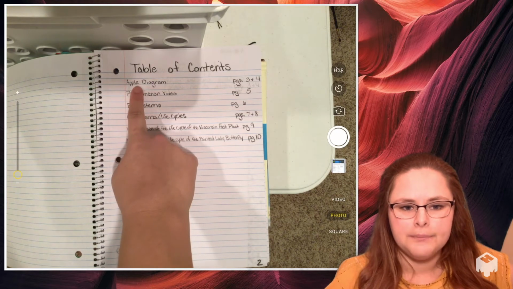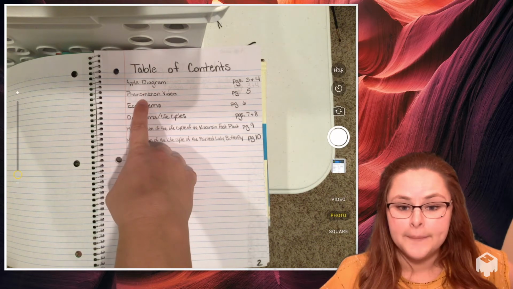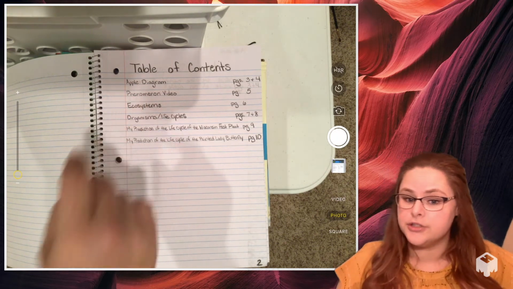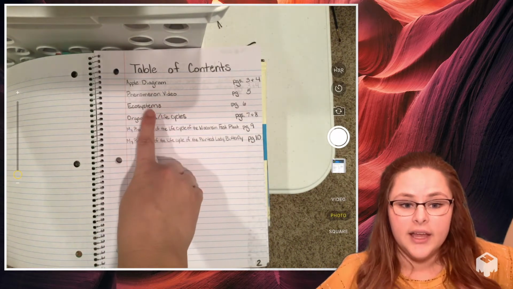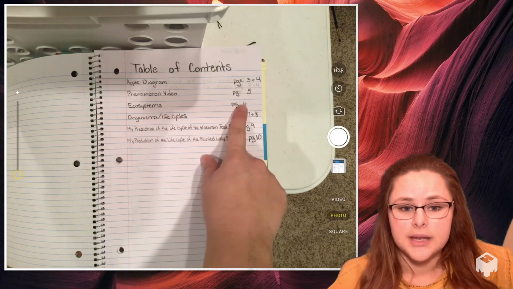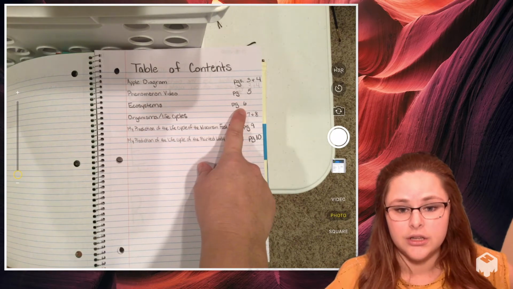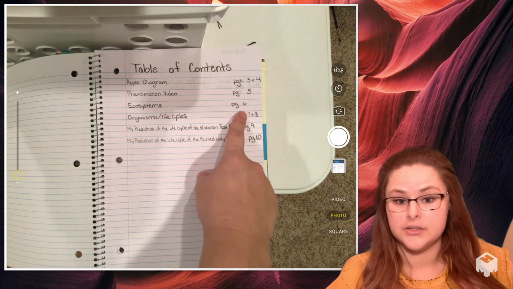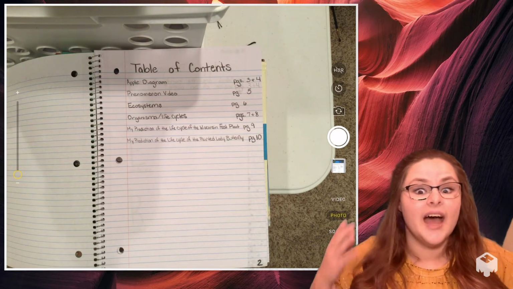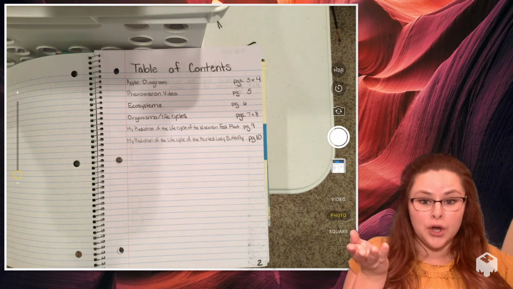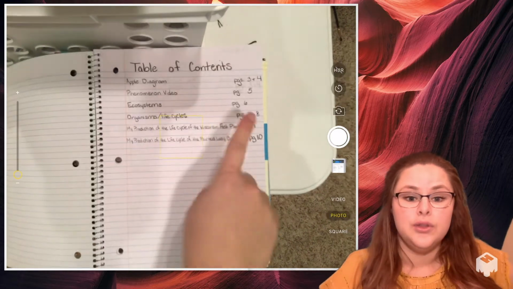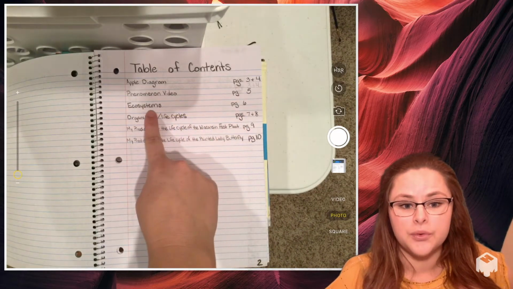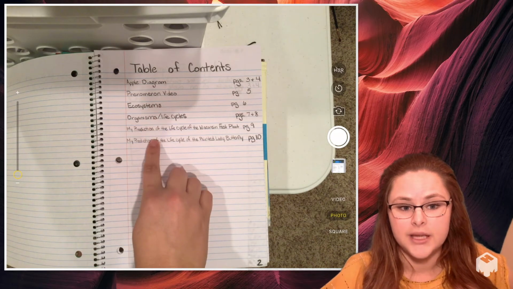I put in here apple diagram, the phenomenon video where you wrote down a whole bunch of questions about that phenomena. And then we also have ecosystems. I put that on page 6 of my journal. Remember, if your page numbers look slightly different from mine, that is okay because this is your notebook, just like this notebook is my notebook. So your page number should match what topics you did on those pages.